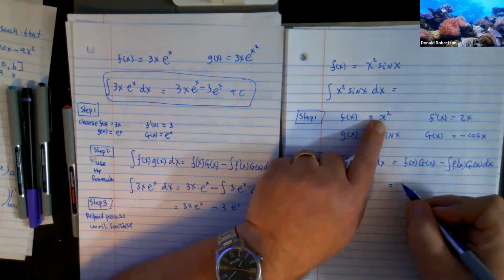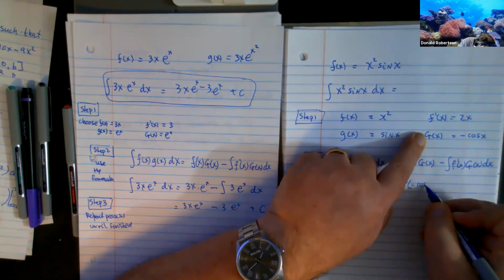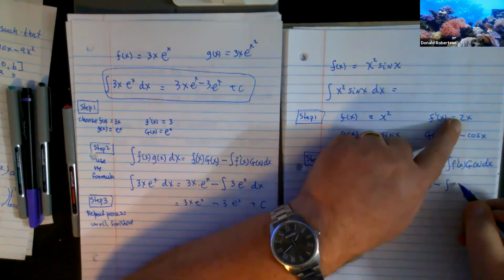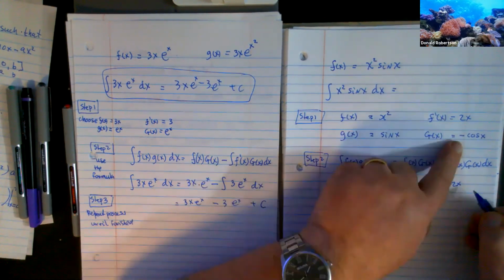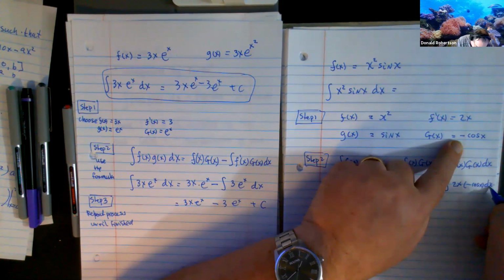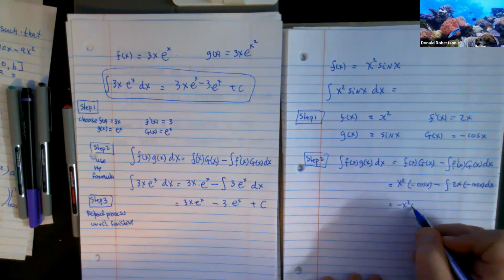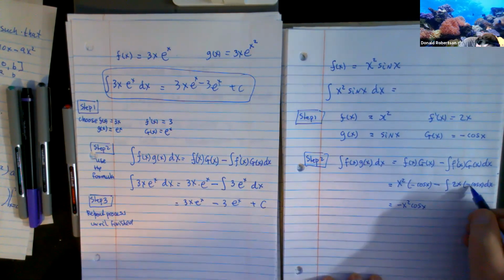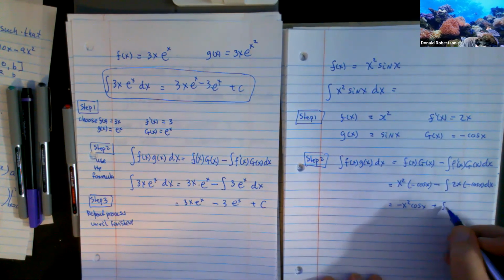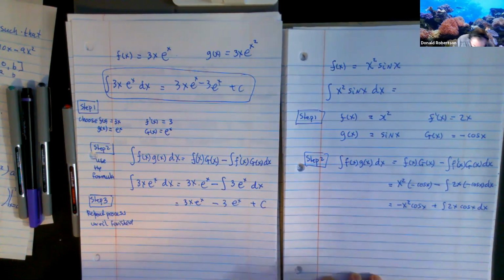F of x is this guy. The antiderivative is negative cosine x. Take away the integral. F dashed is this guy, antiderivative is this one. And that times that gets me negative x cosine x. That's a negative, so is this. They combine and you get plus 2x cosine x dx.